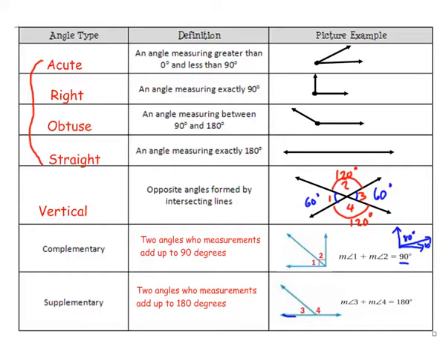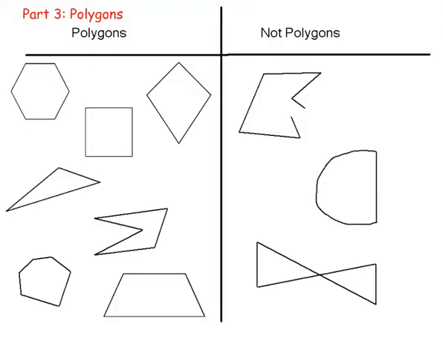So supplementary is 180-degree angles. We're looking at this, and it's been broken into two different angles. So these two angles have to add up to 180 degrees. All right, let's move on to part 3, which is polygons.